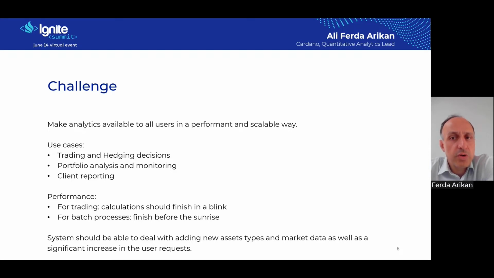Batch processes are actually where your scale will be tested. You would be scaling the overheads that are hidden in your code as well. So you should still be quite efficient in how you run your calculations. The system should be able to deal with adding new asset types and market data, as well as a significant increase in user requests. We aren't talking about increasing the number of users, but because of programmatic access, users may make quite large calculation requests.